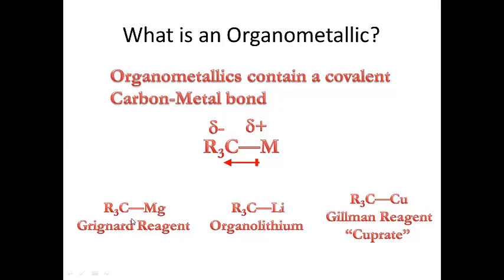Alright, so let's look at some types of organometallics. We're only going to discuss three. The Grignard reagent, which has a carbon-magnesium bond. The organolithium, which has a carbon-lithium bond. And then a Gilman reagent, or the cuprate, which has a carbon-copper bond.